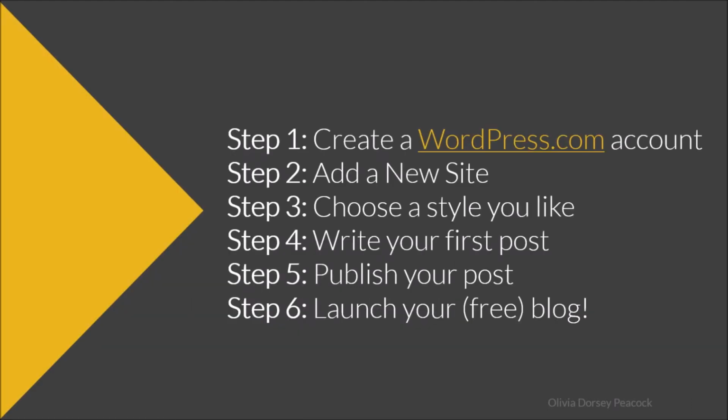So these are the steps involved in creating a blog with WordPress.com. Step 1, you create a WordPress.com account. Step 2, you add a new site. Step 3, you choose the style or the theme that you want. Step 4, you create your first post, then you publish it, and then finally you launch your free blog.